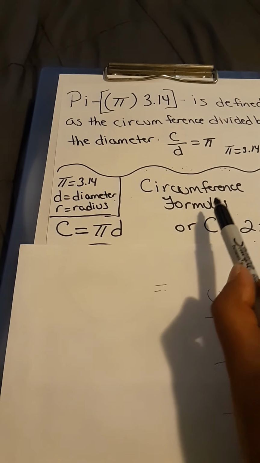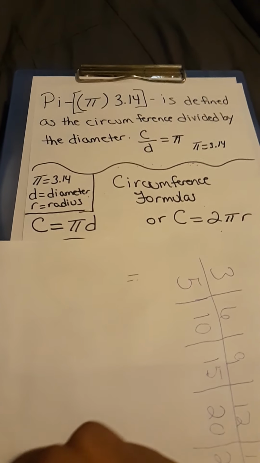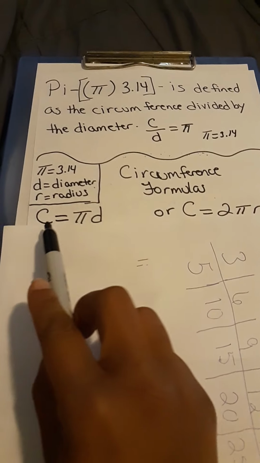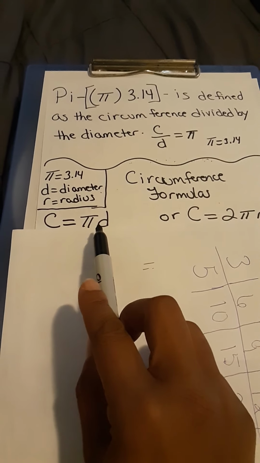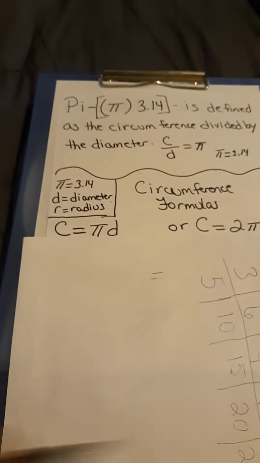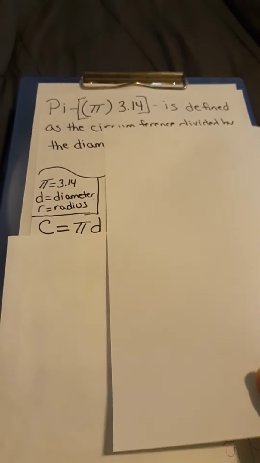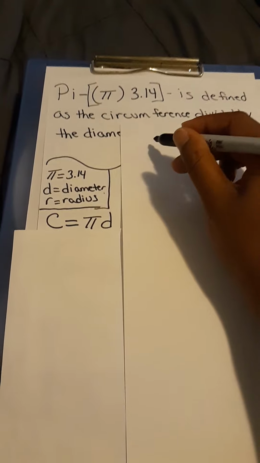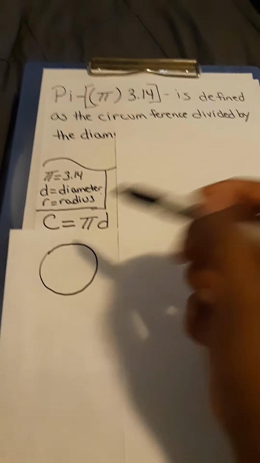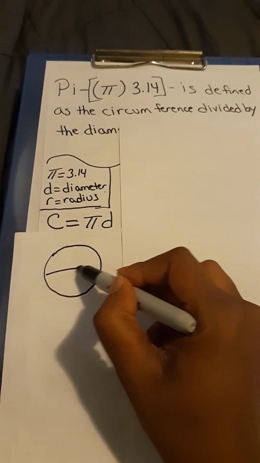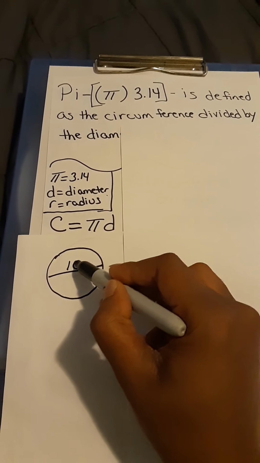There are two formulas that you can use when you're looking to find the circumference. You can use C equals pi d, so 3.14 times your diameter. And if you have that, let's work a problem that looks like this. Let's say I have a circle, and they give me the diameter. Let's say that our diameter is 10.